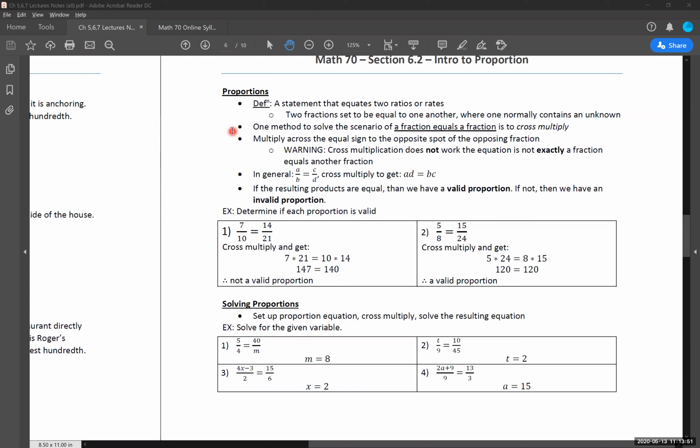Cross multiplication is extraordinarily picky. We can only do it if we have one fraction equals another. If we do not have that exact scenario, we cannot cross multiply at all. And if you do, you're going to lose a lot of points on the homework, and you're going to lose a lot of points on the test.